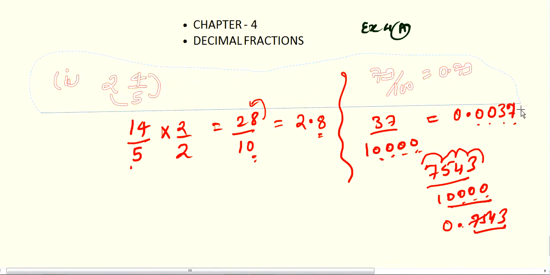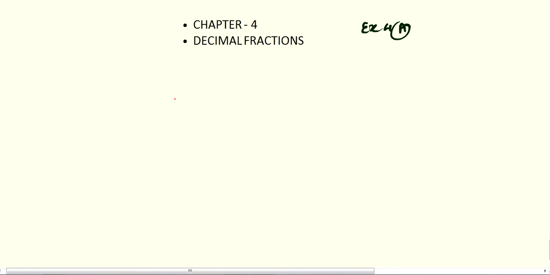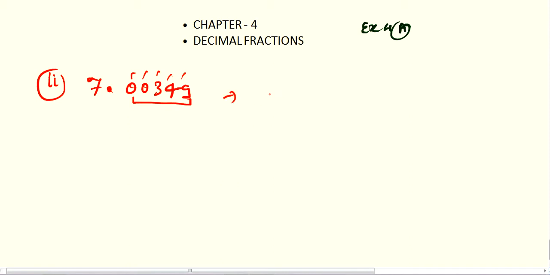Then question number 3. In question number 3 you have to write the number of decimal places. Second question, 7.00349. In this question, after decimal you are having how many places? 1 2 3 4 5. So you have to write that 5 places after decimal.